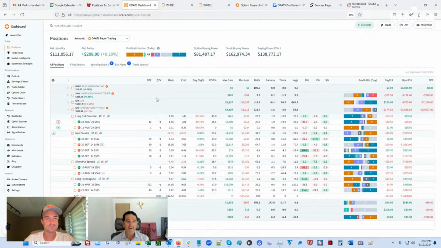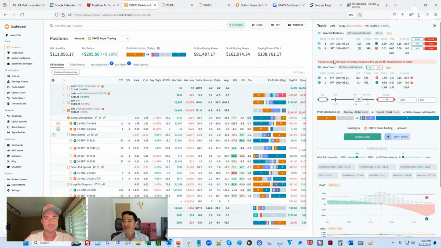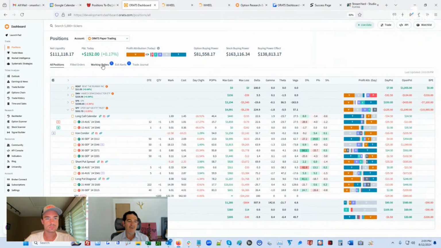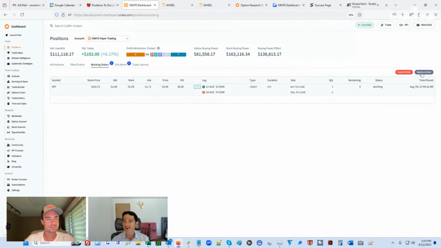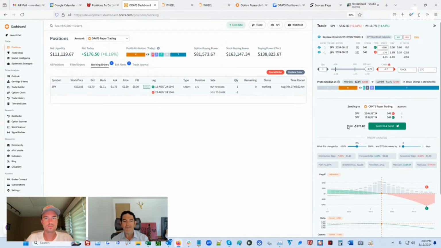Great. And before I get to that, I think this is important. When you're trading through ORATS, I was going to close this out by saying close all, but it says placing this will result in excess of closing order. So I go, oh, I already had an order on. So it saves you from getting double filled. I think that's an important thing, Tyler. So I'll replace this, and like I said, get a fill here. And now we're out.